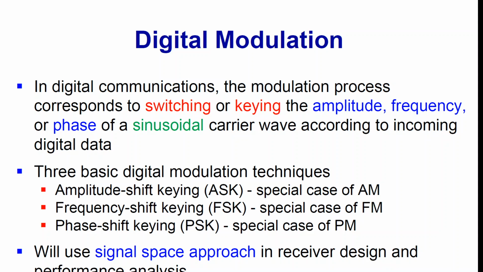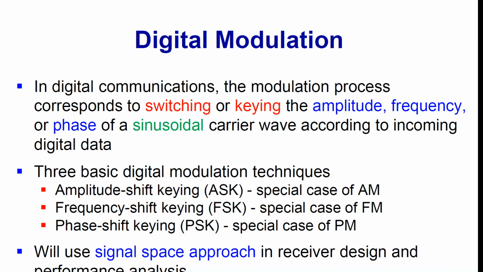Some basics. The modulation process in digital communication corresponds to switching or keying the amplitude, frequency or phase of a sinusoidal carrier according to incoming digital data. We have already studied continuous AM, FM or phase modulation before in your fourth semester.